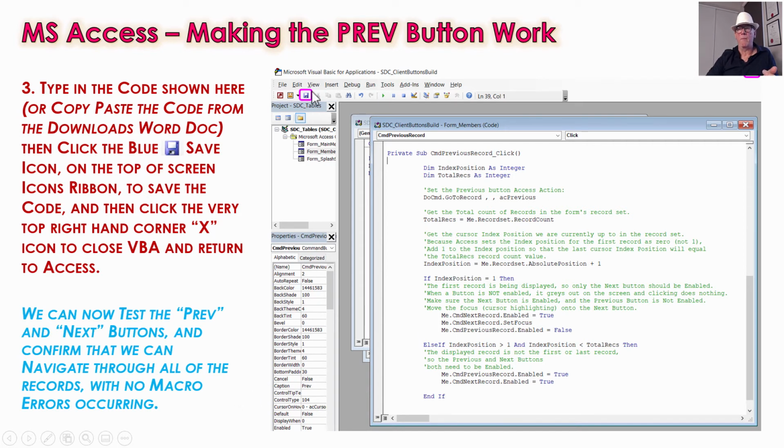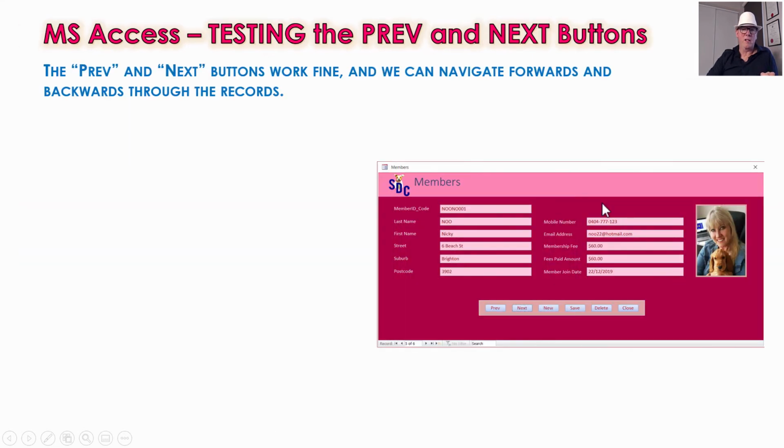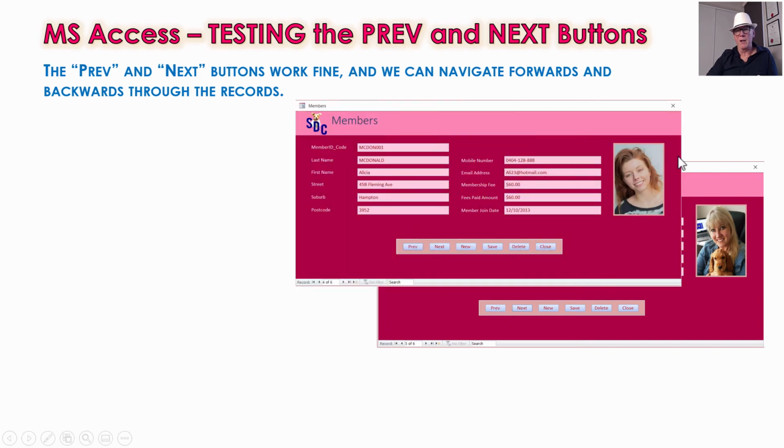So we can click that save button and the X exit button up the top, and we're ready to test them. So we can be on a record, and we can click the previous button and it takes us to the previous record. If we click the next button, it would take us to this next record. So that's all working, flicking through the records using our previous and next buttons.